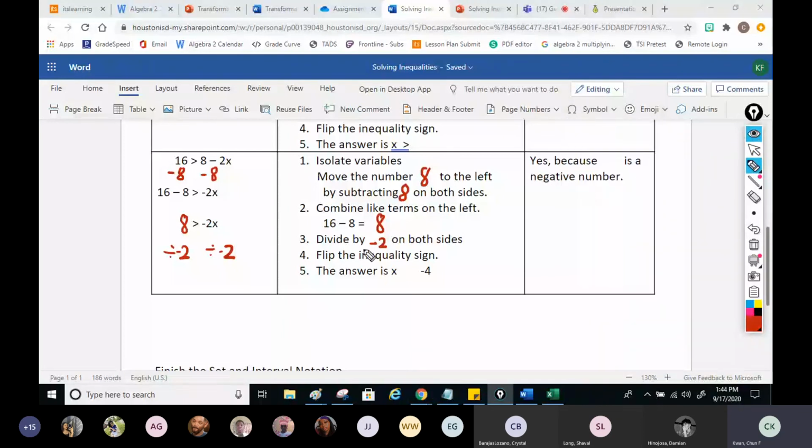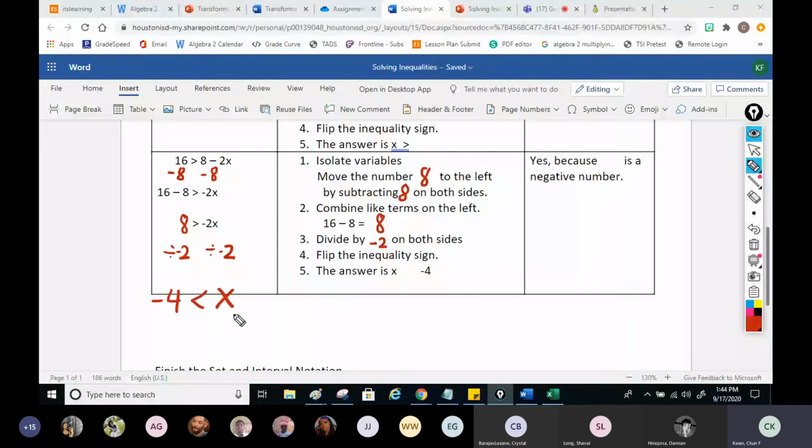All right, flip the inequality sign because you are dividing by a negative number. So right here, you will divide by -2 and -2. That means you have just x. Flip the inequality sign. So you're going to have a less than, okay? 8 divided by -2 is -4. All right, so right here, you get -4 less than x.